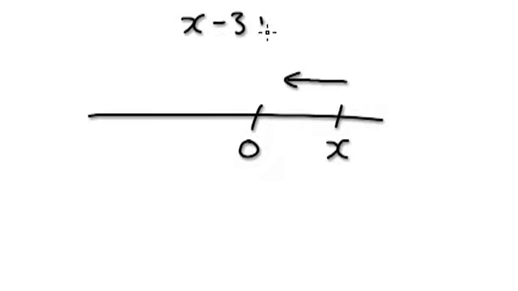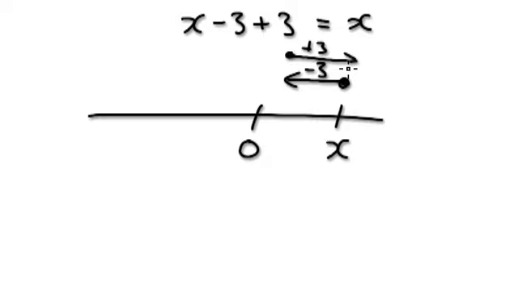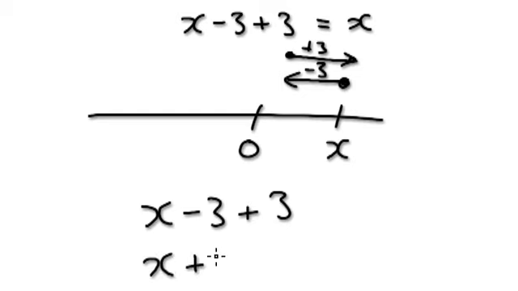So for example, let's say 0 here and x is here. If you take away 3, so x take away 3 and then add 3, that should be back to x, because you start at x and then you take away 3, and then you add 3, so you go back here and end up at x again. So x minus 3 plus 3 is the same as x plus 3 minus 3. It's just going the other way.